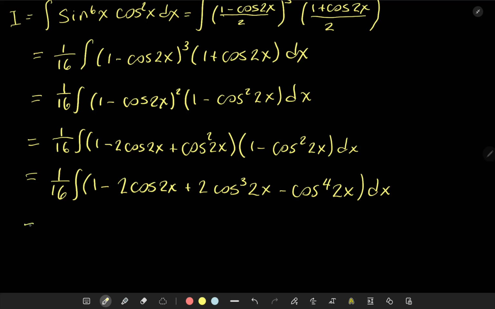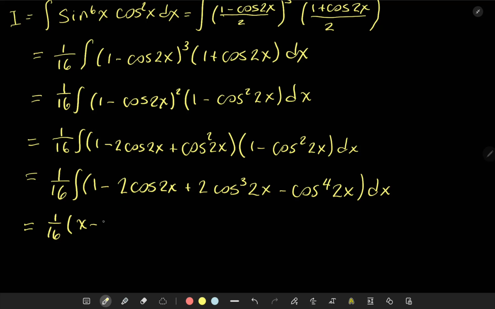All right, I'm going to skip a few steps in my integrals, because I feel like we're comfortable computing the integral of 1. It's going to be an x. The integral of the 2 cosine of 2x, you're going to make a u substitution. u equals 2x. The du is going to be 2 dx, which you already have.